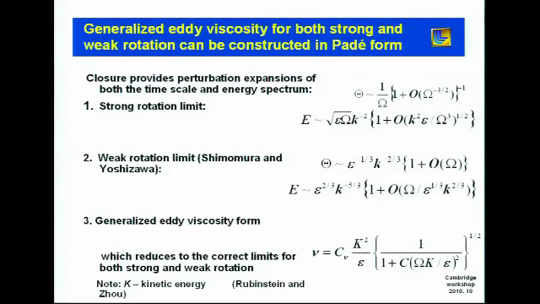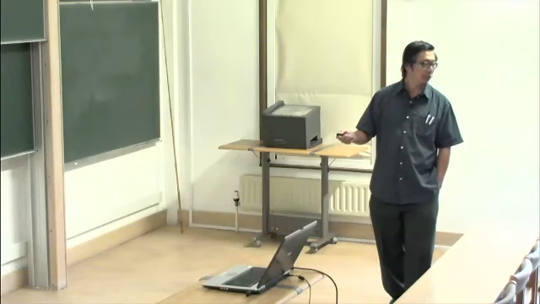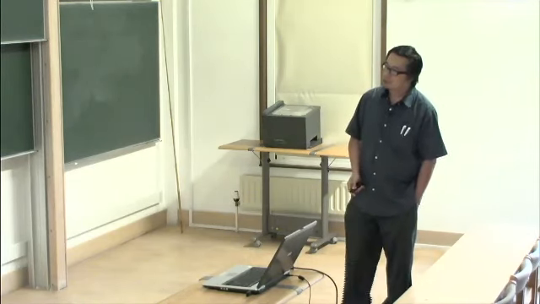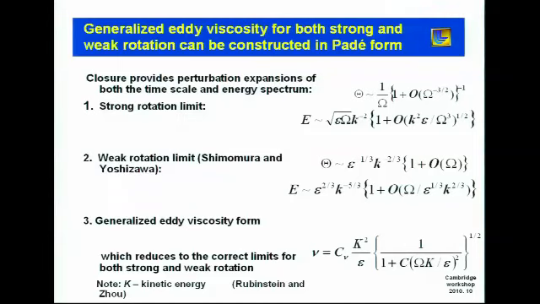But also, you can work out a weak rotation limit. So if you have the rotation, but the effect is not dominant, you still will have a correction to the Kolmogorov energy spectrum, with an additional term contributed by the rotation. Then obviously you can construct some kind of form for the eddy viscosity in terms of these. So you have the traditional eddy viscosity for the people working on turbulence modeling. It looks like this.